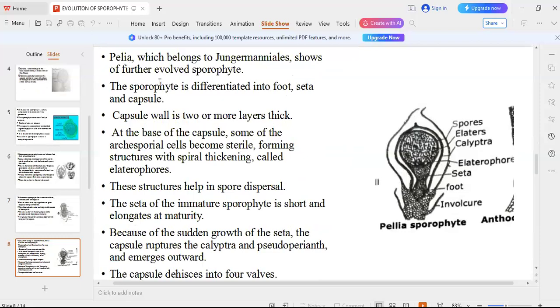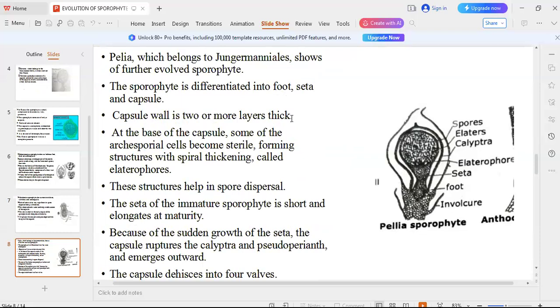This is Pellia. Actually, this belongs to the Jungermanniales order. It shows a further evolved sporophyte. It is differentiated into foot, seta, and capsule. But the capsule wall is 2 or more layers thick. Okay, we observed before that the capsule wall is only a single cell thick. But here the Pellia capsule wall is 2 or more layers thick.